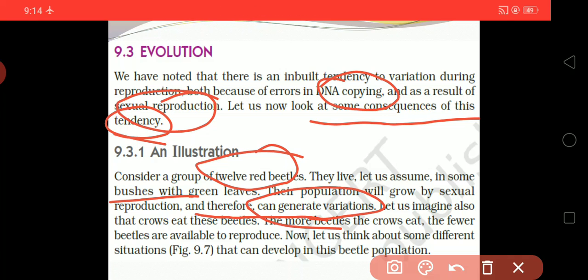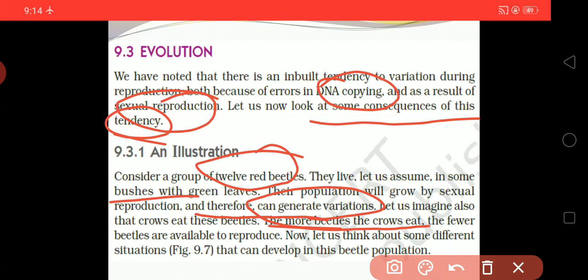Let us imagine also that crows eat these beetles. Some of the beetles are eaten by a crow. The more beetles the crow eats, the fewer beetles are available to reproduce. In a group of beetles, certain beetles are eaten by a crow, and the more the crow eats, the fewer beetles will be available to reproduce.